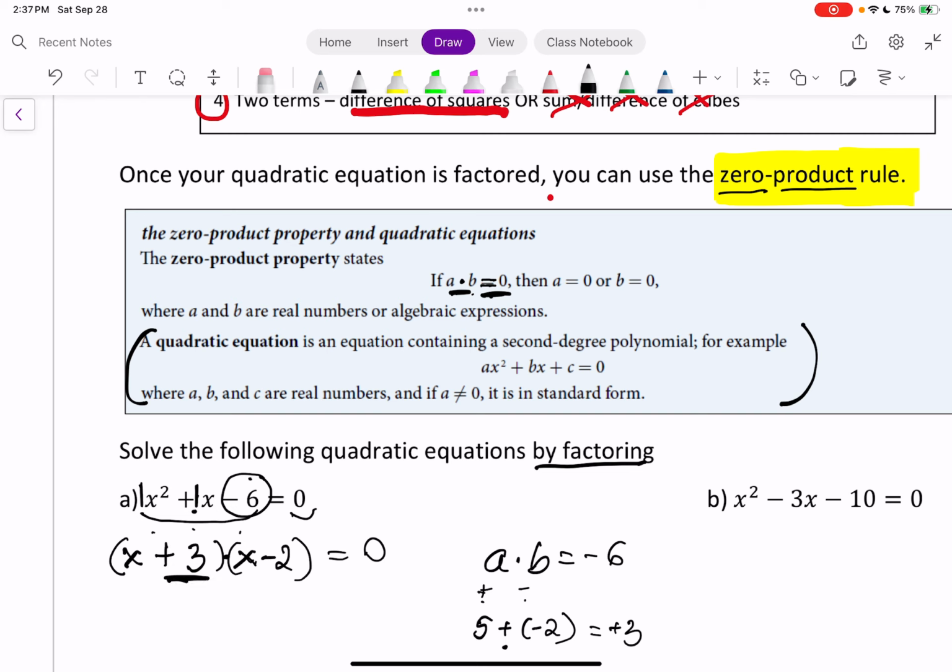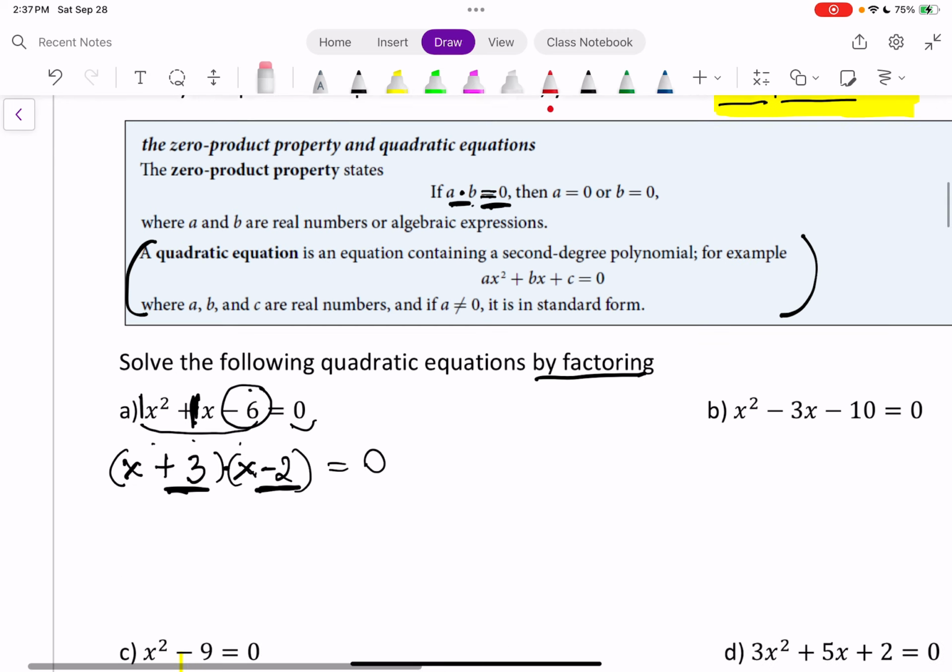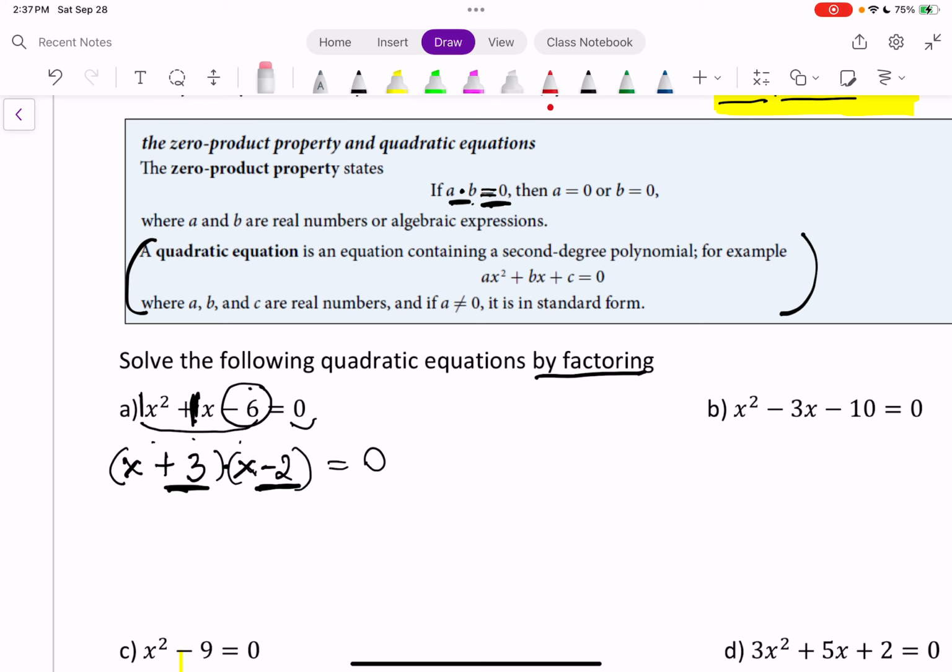So let's see if these two numbers fit the description. Do they multiply to negative 6? Yes. Do they add to a positive 1? Yes. So we factored correctly. Again, this is just the factoring part of the problem. Now that we factored this trinomial, we rewrote this sum and difference of terms as a product. Okay. That equals 0.